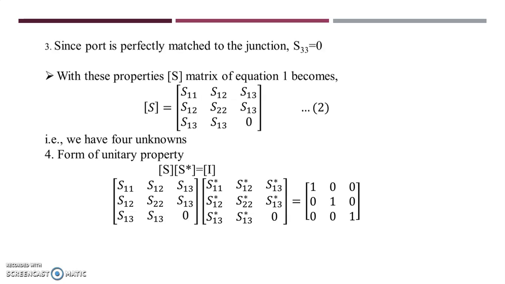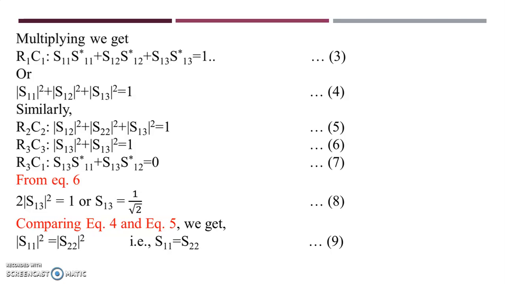So we have the unitary property, that is S into S complex conjugate is equal to I, the identity matrix. So let us write the equation S and its complex conjugate equal to the identity matrix. Now since there are 4 unknowns, we will get 4 equations, and we will solve these 4 equations simultaneously. So we will get the values of all the scattering parameters.